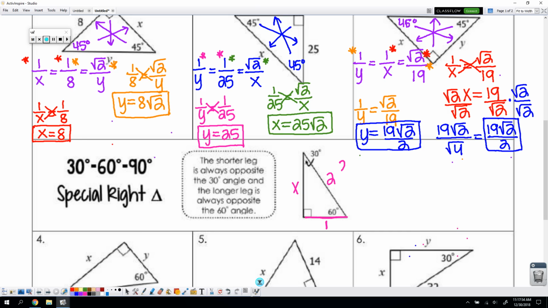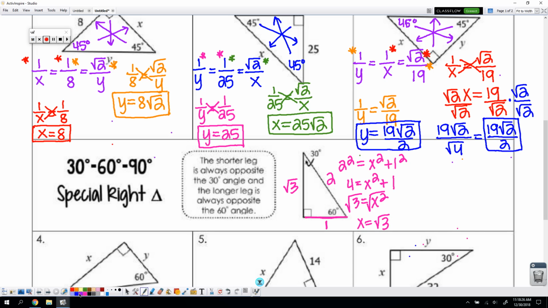That would say 2 squared equals x squared plus 1 squared. So 4 equals x squared plus 1. Subtract 1. 3 equals x squared. Square root, x equals the square root of 3. Okay, so now we can replace it, and we've got our base model.